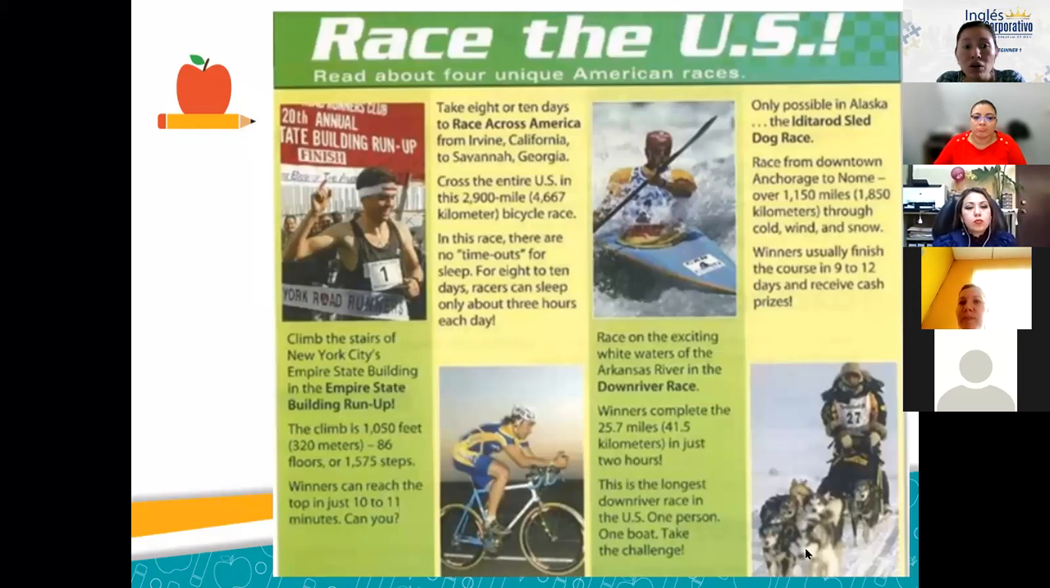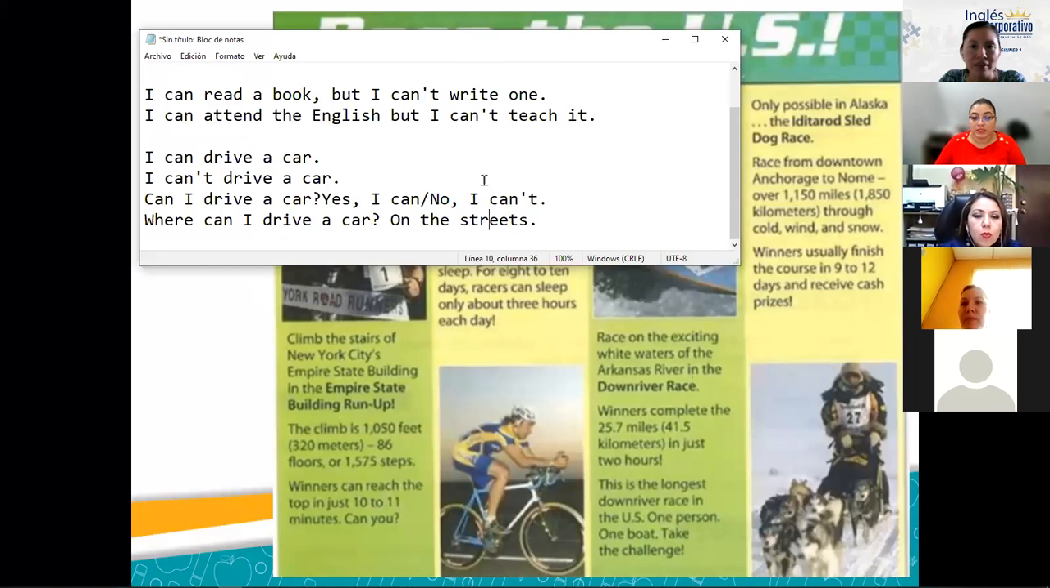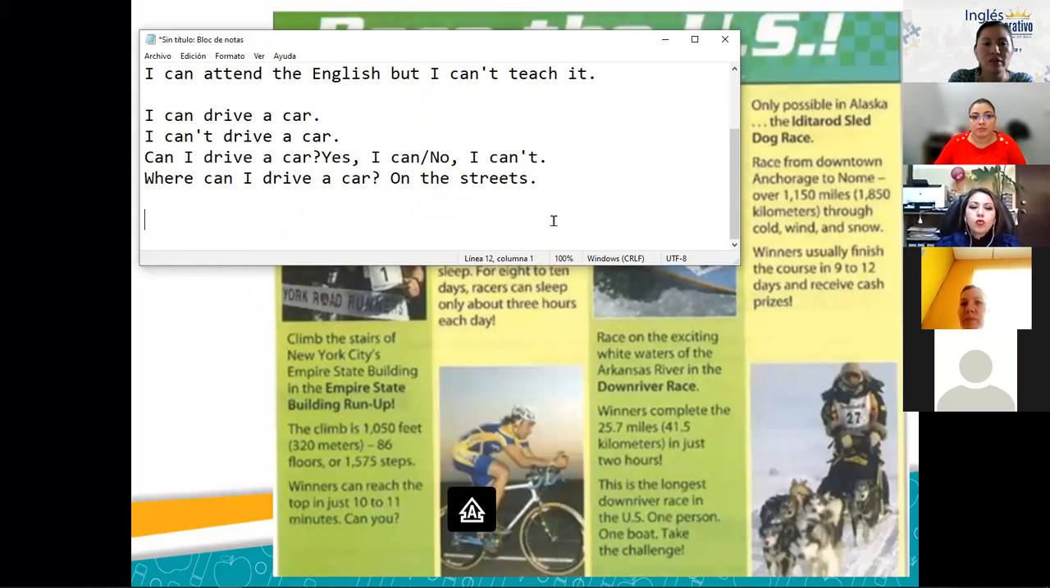This is the longest down river. In which paragraph? 1, 2, 3, or 4? Number 3, the longest. Longest, en este caso, es un superlativo, right? Veamos si es esta. La palabra que usted dice es esta, ¿verdad? The longest. Ok.